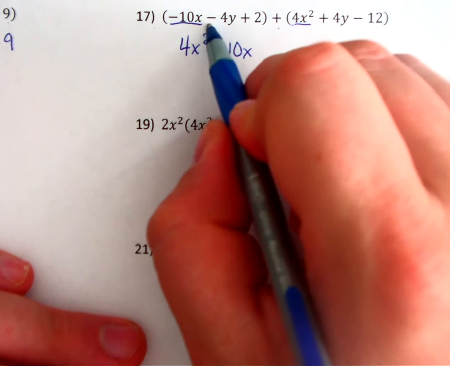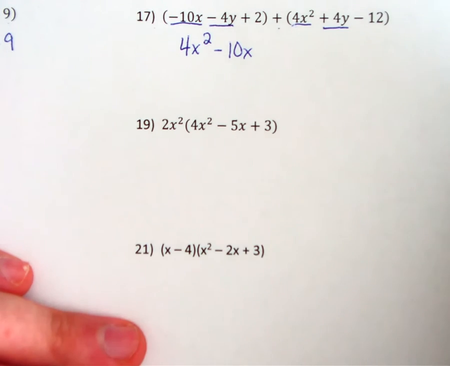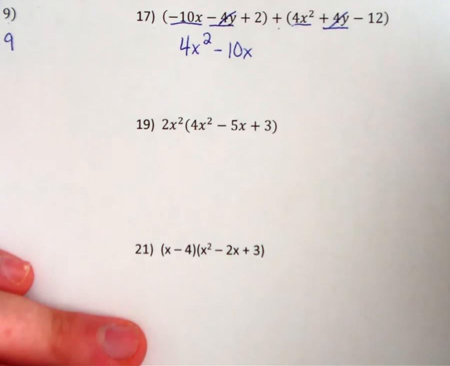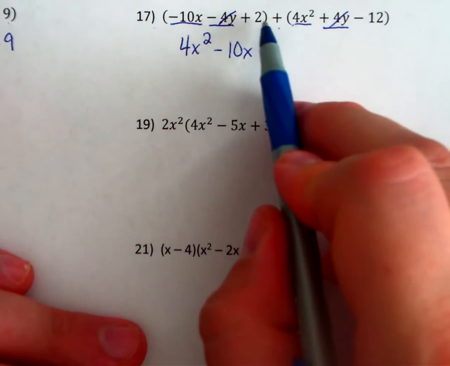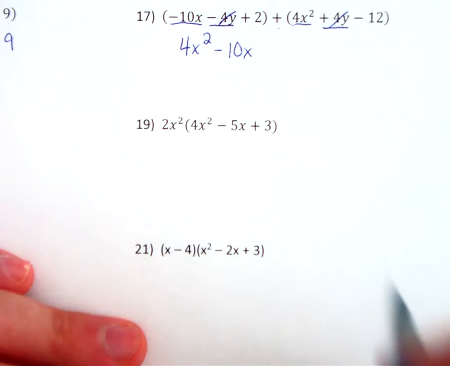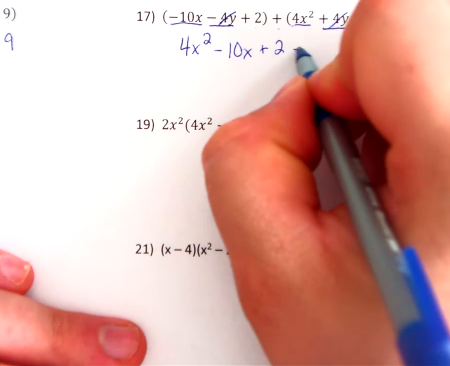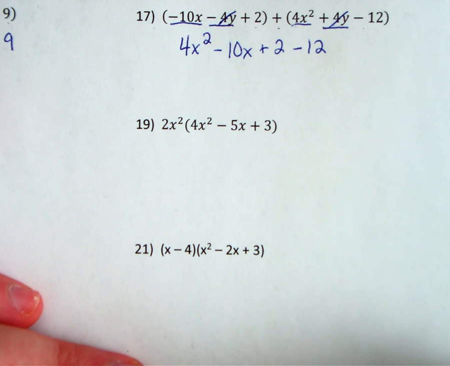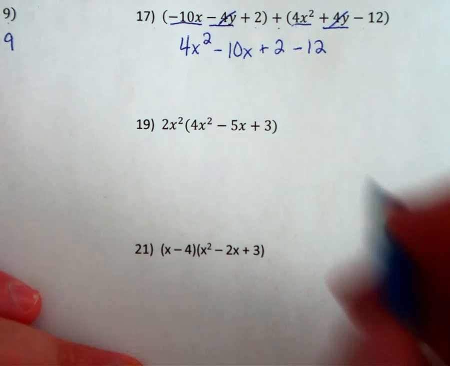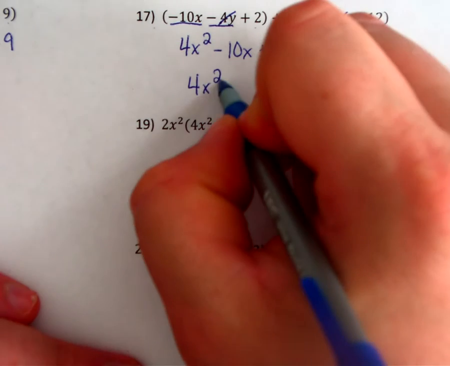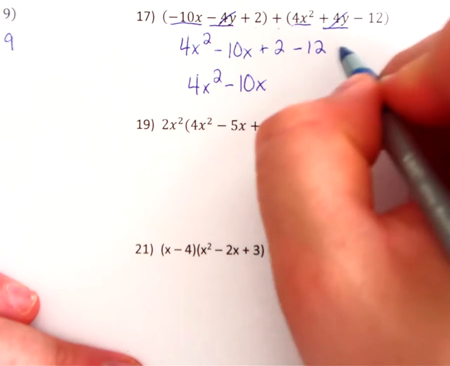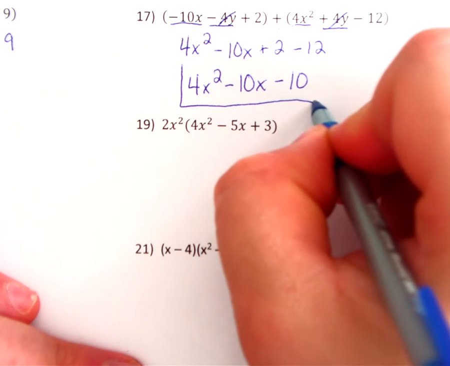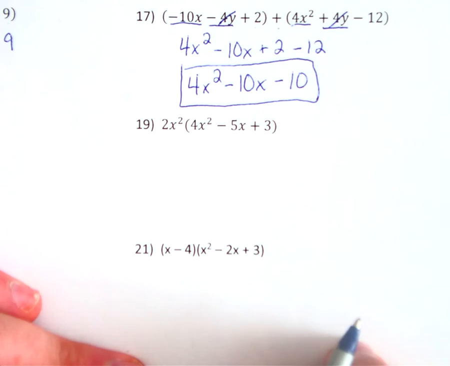Then I'm going to do my y's, negative 4y and positive 4y. Well, that's simply 0, so they'll cancel each other out. And then we have 2 and negative 12. So let's combine our like terms. 2 minus 12. And we are done with 17.